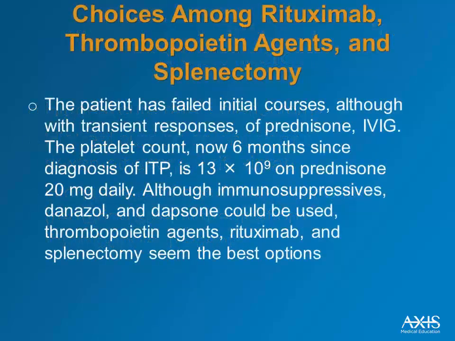So the patient may have failed initial courses, although failed may include transient responses with prednisone and IVIG. They're now 6 months into their ITP, and the platelet count is down to 13,000, and they're having bruising and some nosebleeds and some gum bleeding with toothbrushing. And even though they've been tapering their prednisone, they're still on 20 milligrams daily. So there are immunosuppressive agents, danazol, dapsone, that could be used. The TPO agents, rituximab, and splenectomy are probably the best options.